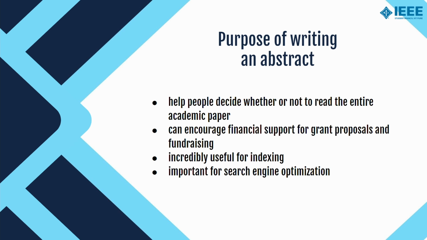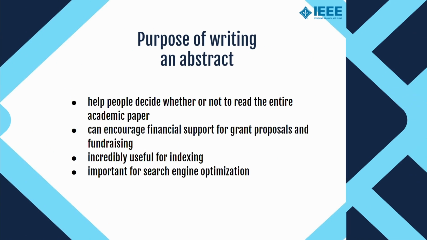Nowadays, abstracts are also important for search engine optimization, namely for getting digital copies of your paper to appear in search engine results. If someone Googles the word used in your abstract, the link to your paper will appear higher in the search results, making it more likely to get clicks.